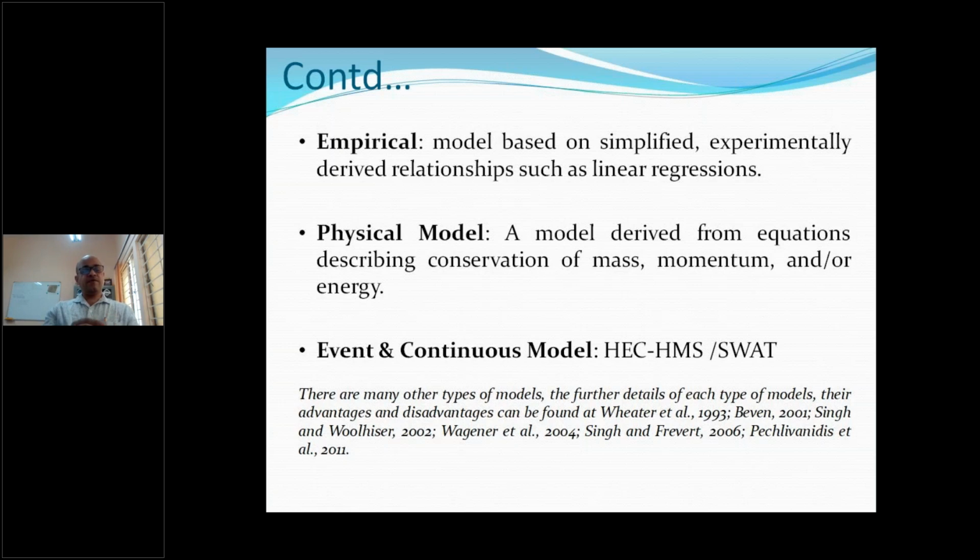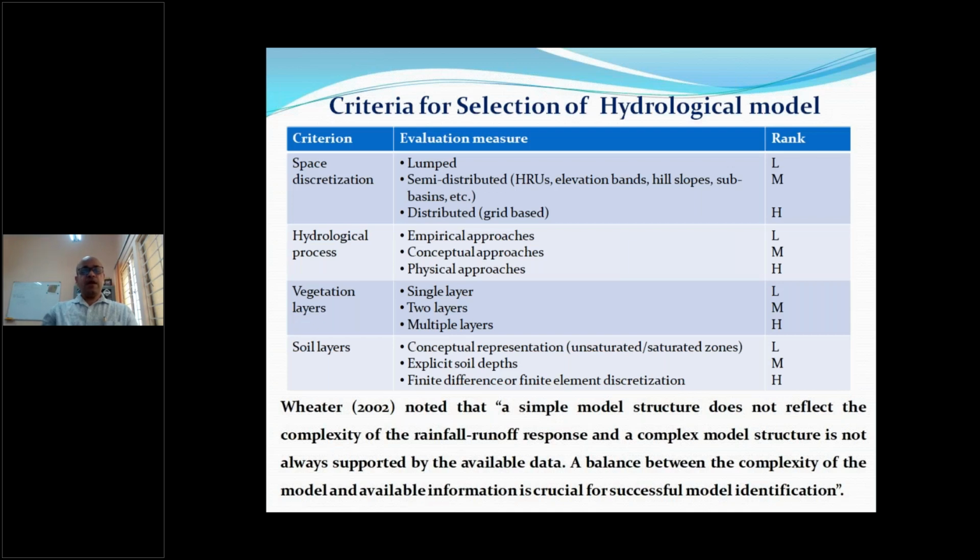Like you have an event based model, which will calculate the hydrological behavior for an individual event, or you have continuous models which will keep on calculating those for every day. So there are different types, or different categories, of hydrological models. Now comes the question: you have various categories of models, and you have various models also. There are n number of models available in literature for solving the hydrological modeling problem.